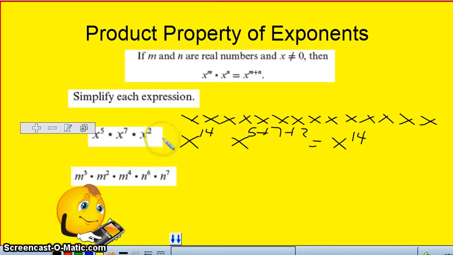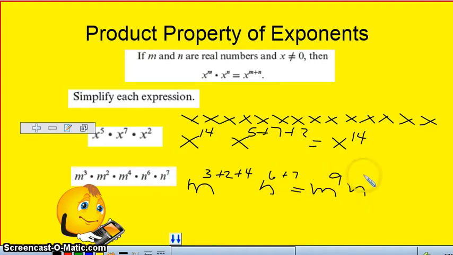Now let's look down here. We don't have the same base all the way across. We have some m's over here and some n's over here. We can only combine the ones that have the same base. We can say m is to the 3 plus 2 plus 4 power, and the n is to the 6 plus 7 power. That gets us an answer of m to the 3 plus 2 is 5 plus 4 gives us 9 power, times n to the 6 plus 7, which is 13.